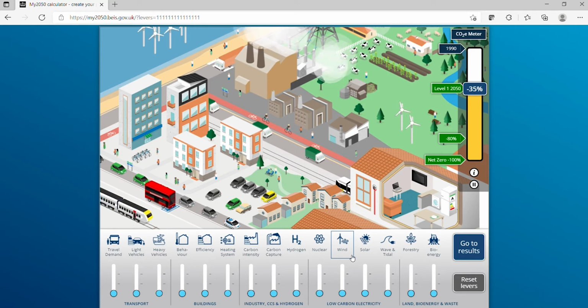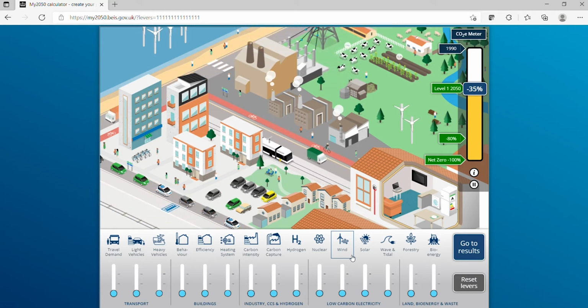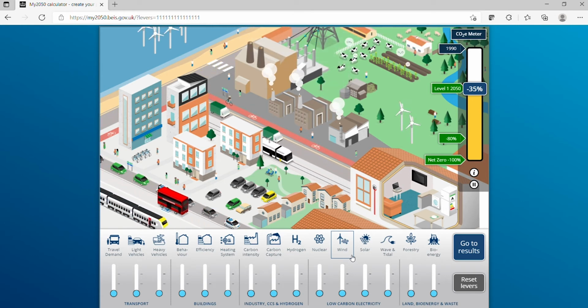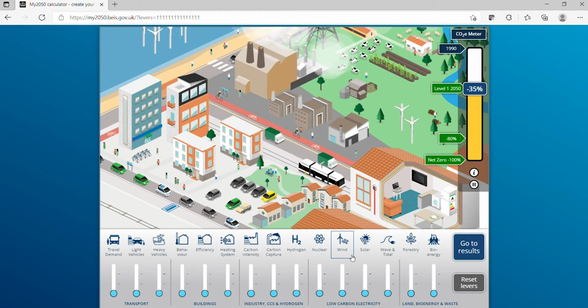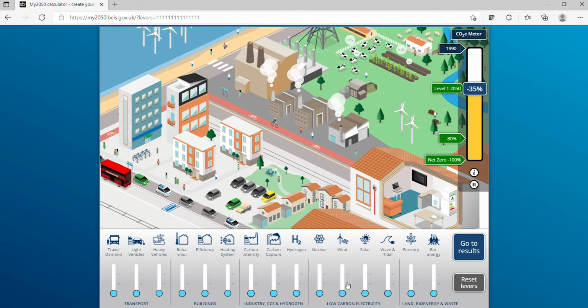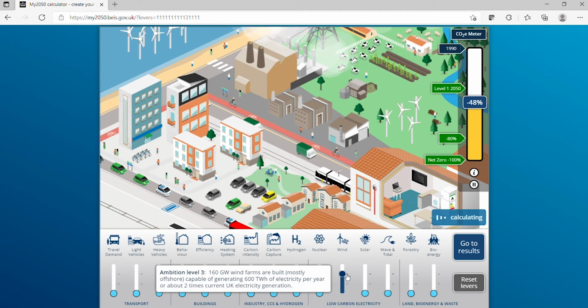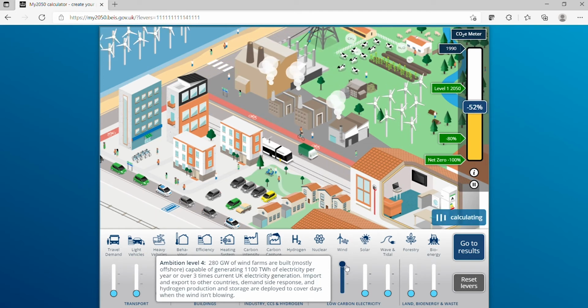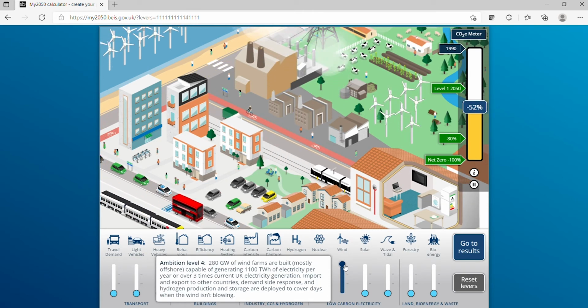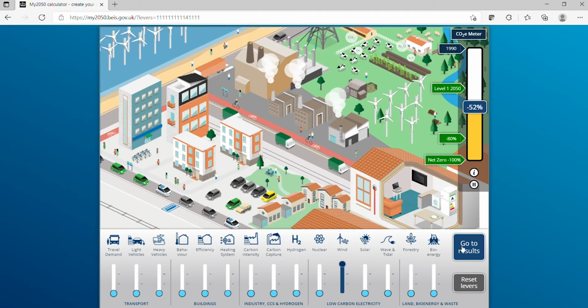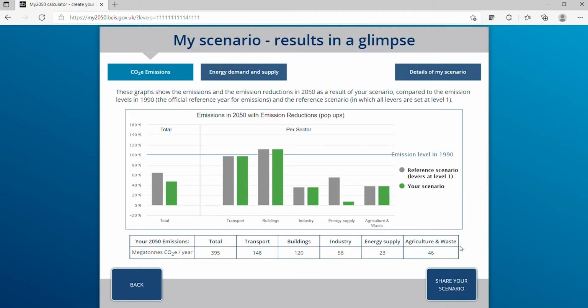If students extrapolate the commitment of 40 gigawatts of wind power per decade up to 2050, that would be a commitment of 120 gigawatts by the middle of this century. The task is now to find out which ambition level is required to maintain this progress. After that, go to the Results button for the graphic illustration, which students should now be familiar with.